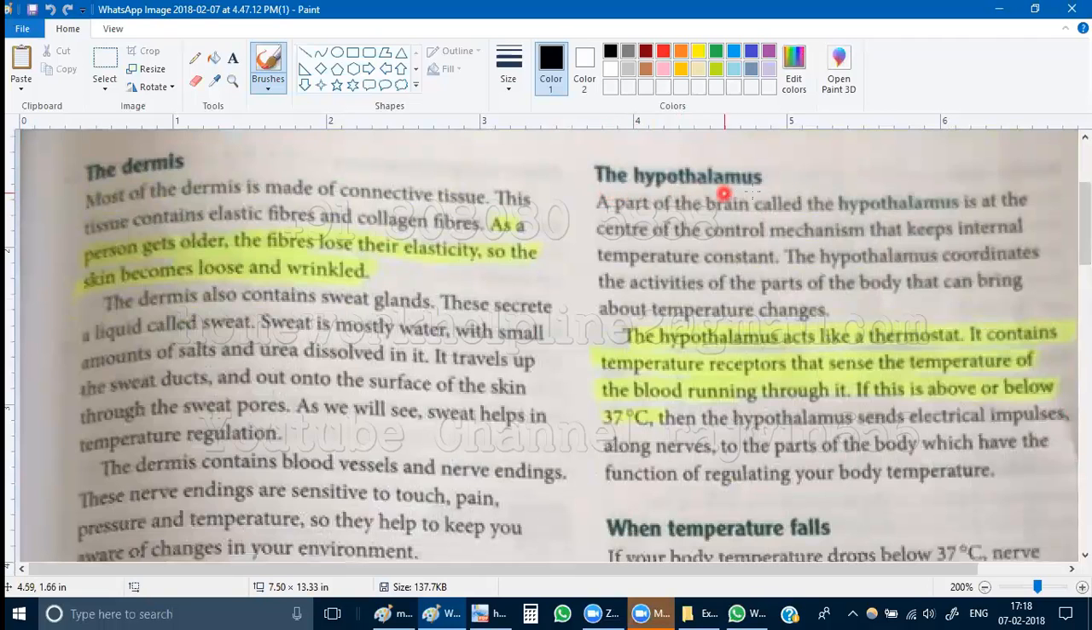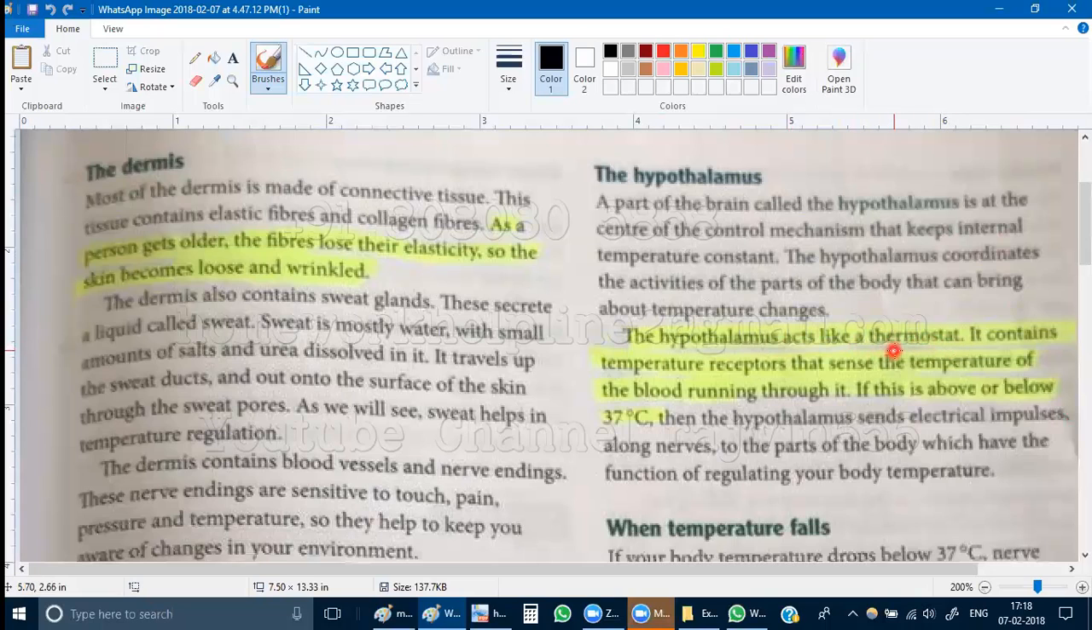The hypothalamus is the part that is present inside your brain. A part of the brain called the hypothalamus is at the center of the control mechanism that keeps internal temperature constant. The hypothalamus coordinates the activities of parts of the body that can bring about temperature changes. So whenever any temperature change is detected, the hypothalamus will become active and carry out whatever is necessary. The hypothalamus acts like a thermostat.